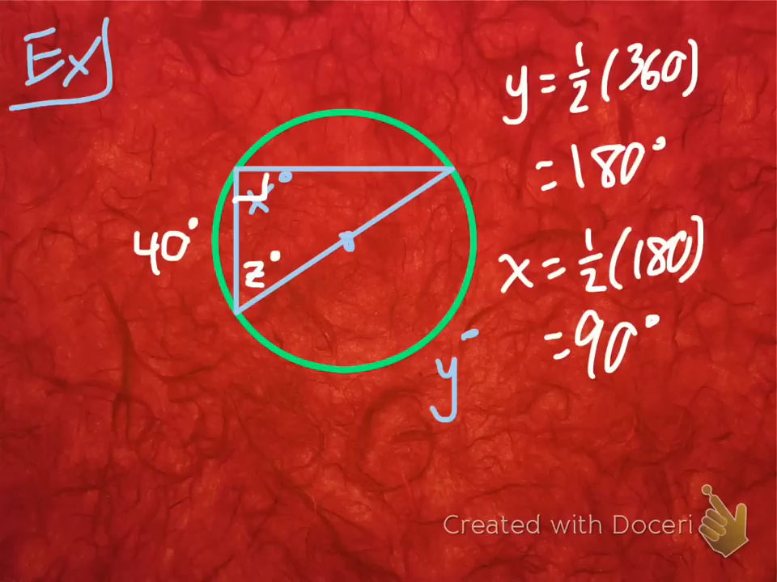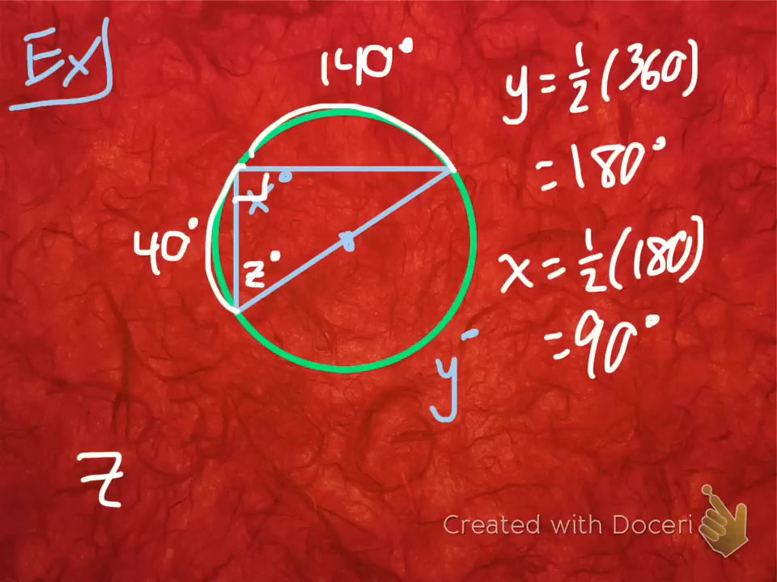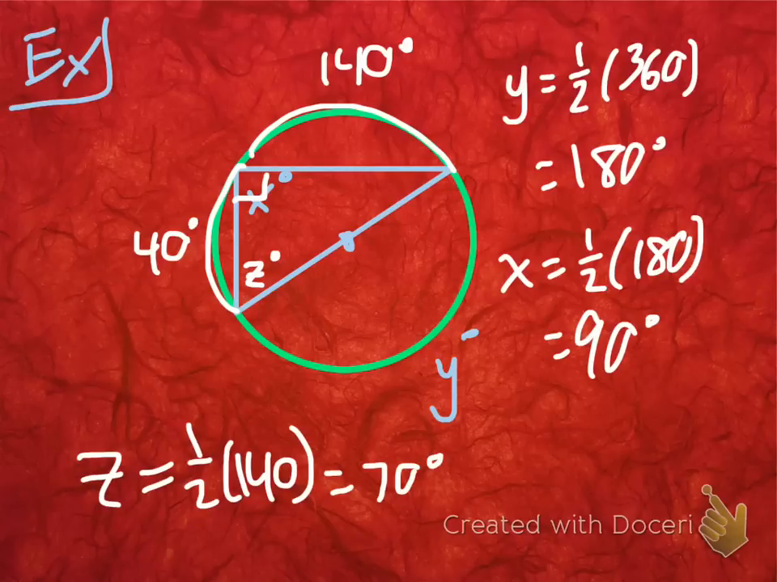So we have x and y. Now we need to find z. In order to find z, we need to know what this arc is, because z is half of this arc. If this arc here is 40, and this whole side adds up to 180, then this arc over here must be 140, which means z is half of 140, which is 70 degrees.